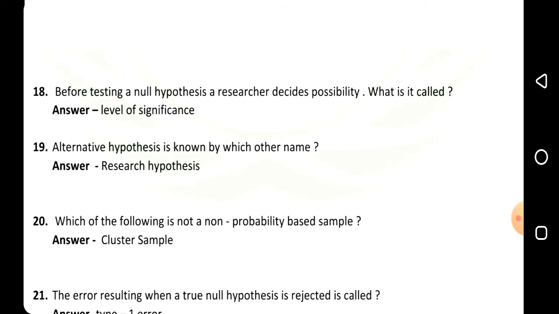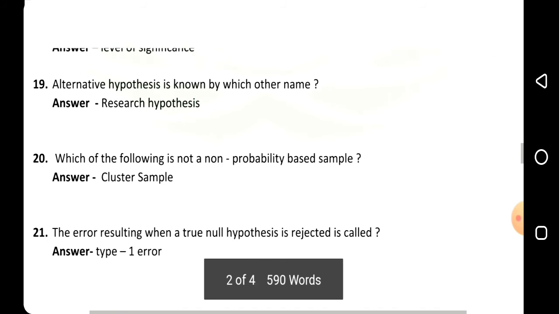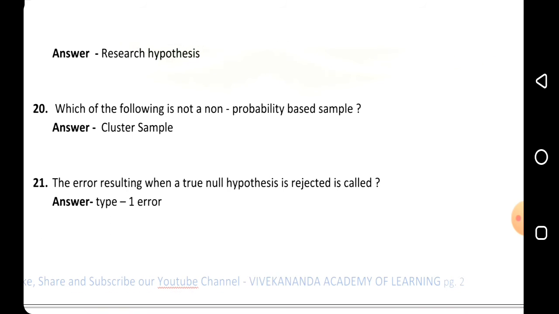20th question, which of the following is not a non-probability based sample? Answer is cluster sample. 21st question. The error resulting when a true null hypothesis is rejected is called. Answer is type I error.